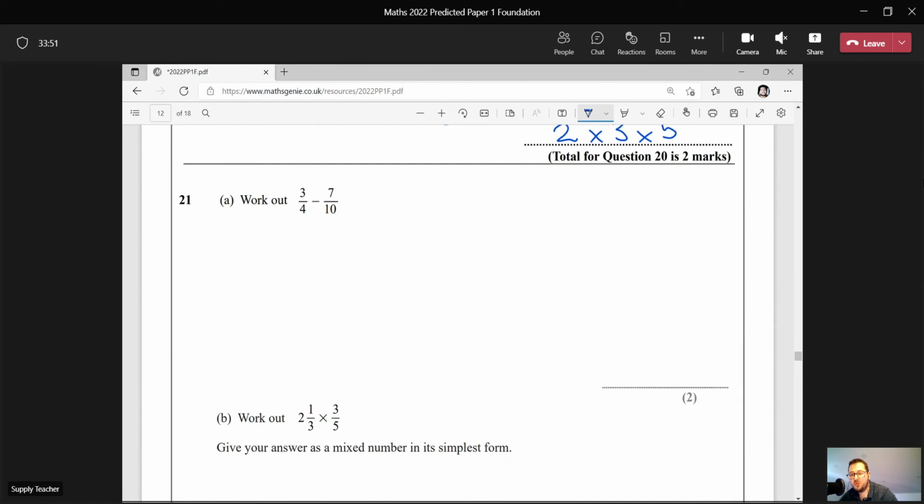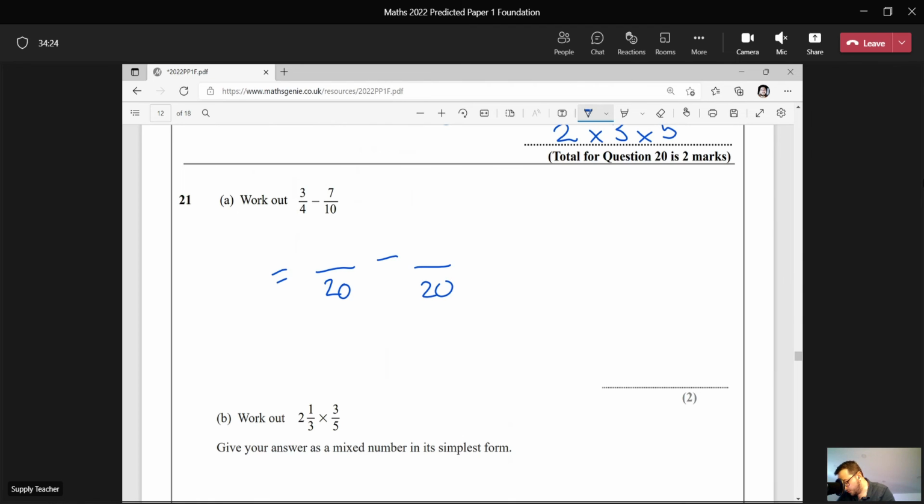Alright, so 21, it says work out 3/4 take away 7/10. So we want the denominators to be the same. You can either just times them together, which would get us 40, or if you can find a lower common multiple, that might make your maths easier. So I've noticed that 4 and 10 both go into 20. 4 times 5 is 20 and 10 times 2 is 20. So I'm going to put them both over 20.